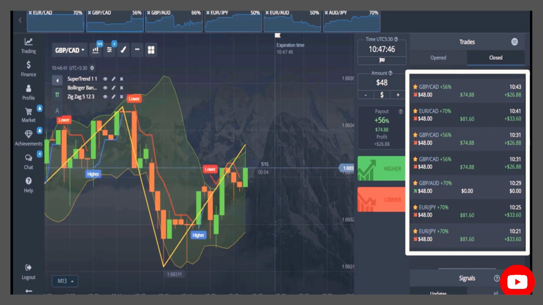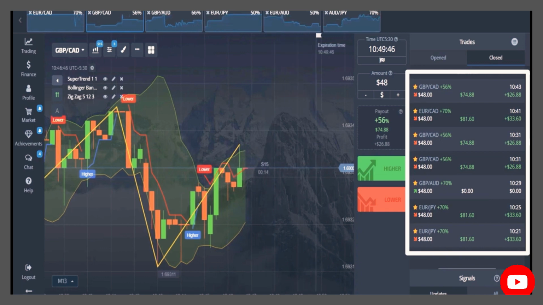It's important to remember that trading involves risks, and it's essential to carefully manage your trades, follow your strategy, and assess market conditions. Keep up the good work and continue refining your trading skills.